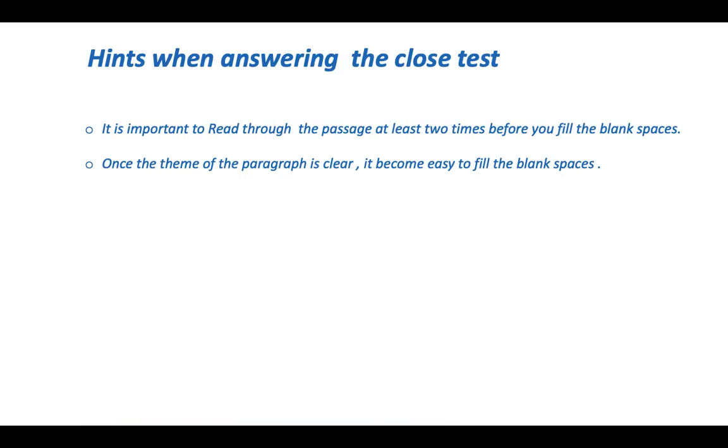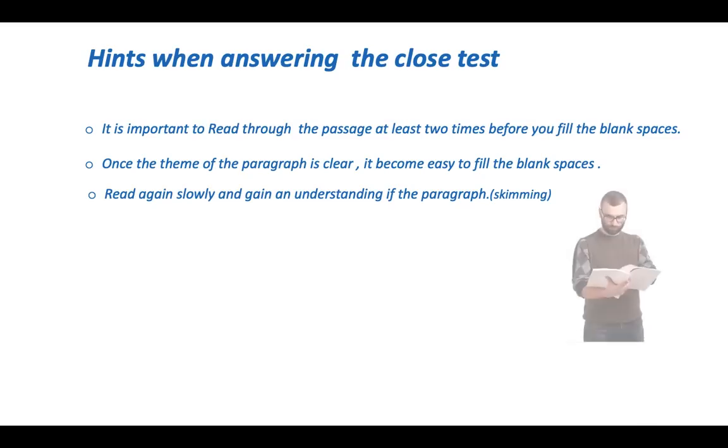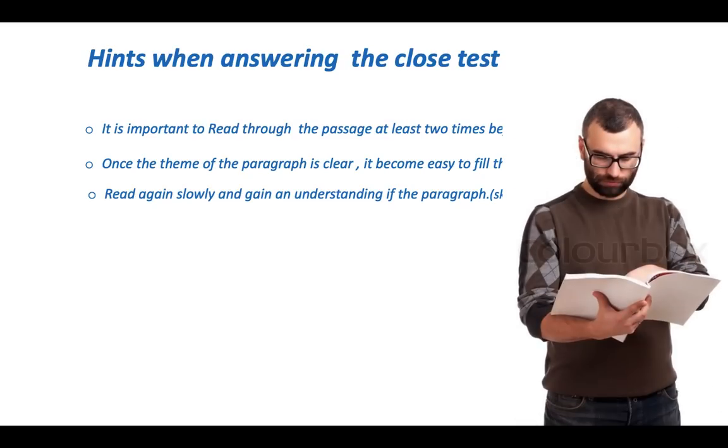The other point is read again slowly to gain an understanding of the paragraph. We call this skimming. So you have to go through again so that at least you are sure. Therefore you ensure that you go step by step slowly, and you see the connection again.